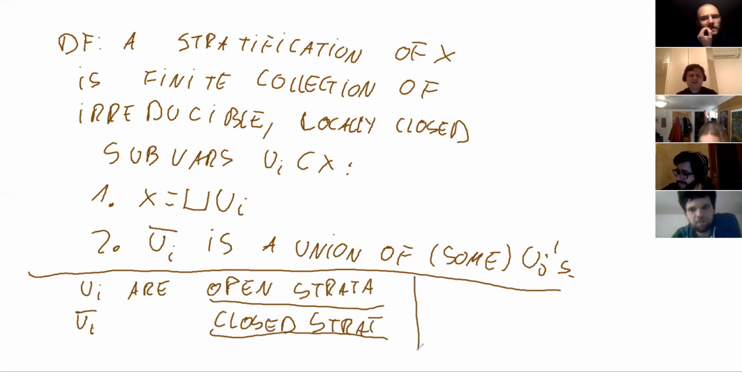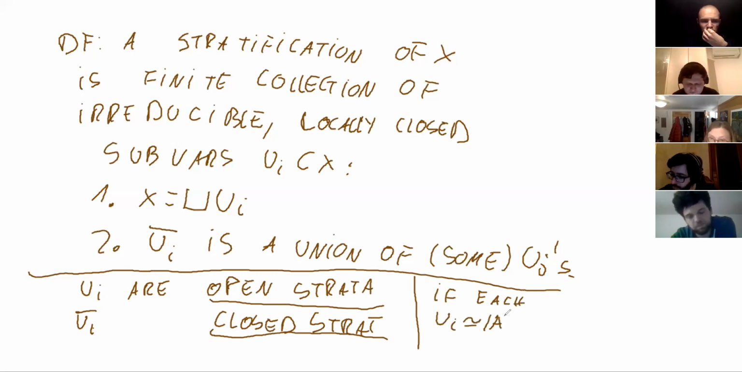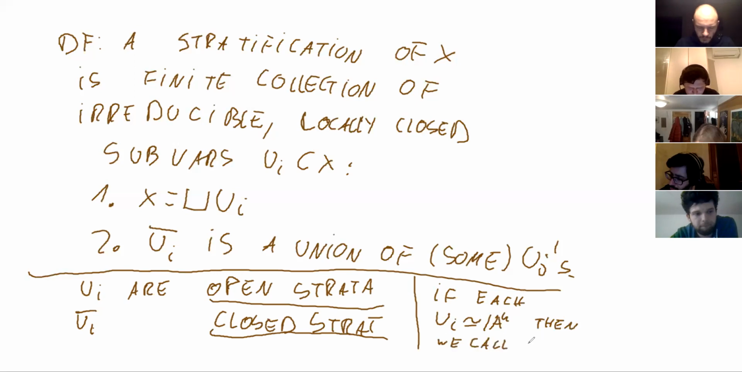Well, I can still write here while people are coming. So if each Ui is an affine space, isomorphic to some affine space of whatever dimension, then the stratification is called affine. And I think in this lecture, we will only deal with affine stratifications.